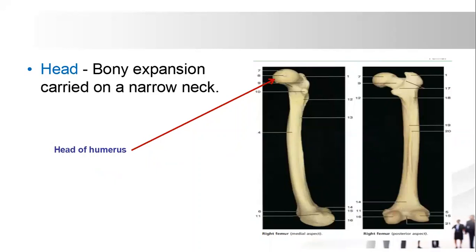The head. A head is a bony expansion carried on a narrow neck. For our case, we were also able to identify the head of the femur. Sorry, this is not a humerus, this is a femur. Just a little error. This is the head of the femur. The humerus also has a head, of course, which forms part of the humeral bone. But in our case, this is still the femur. Sorry for the little errors.